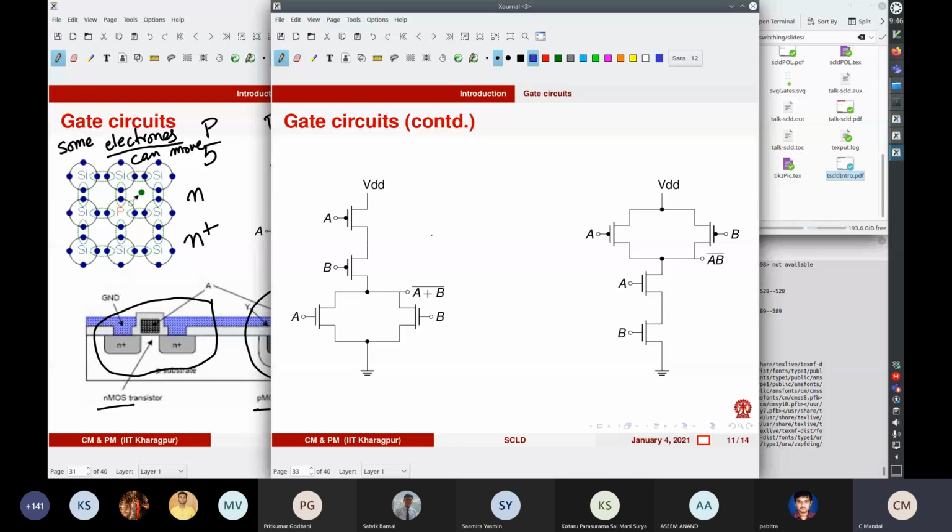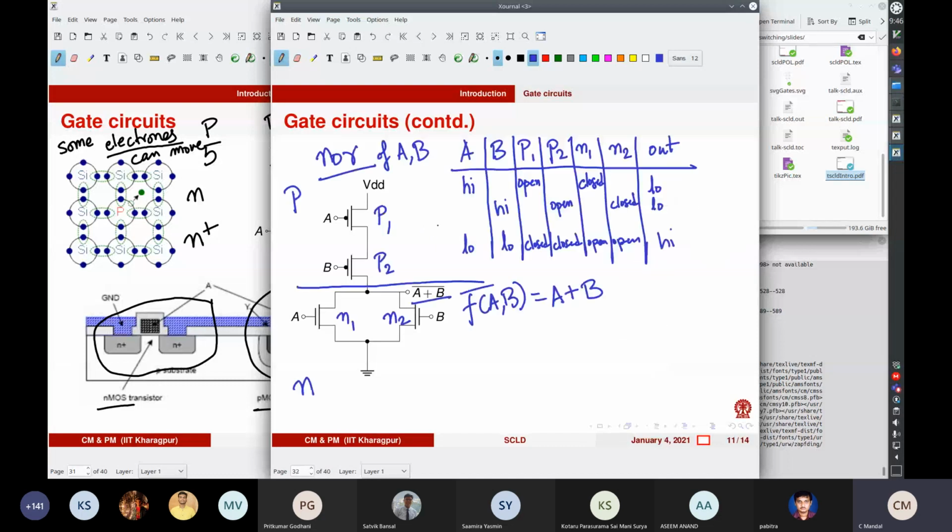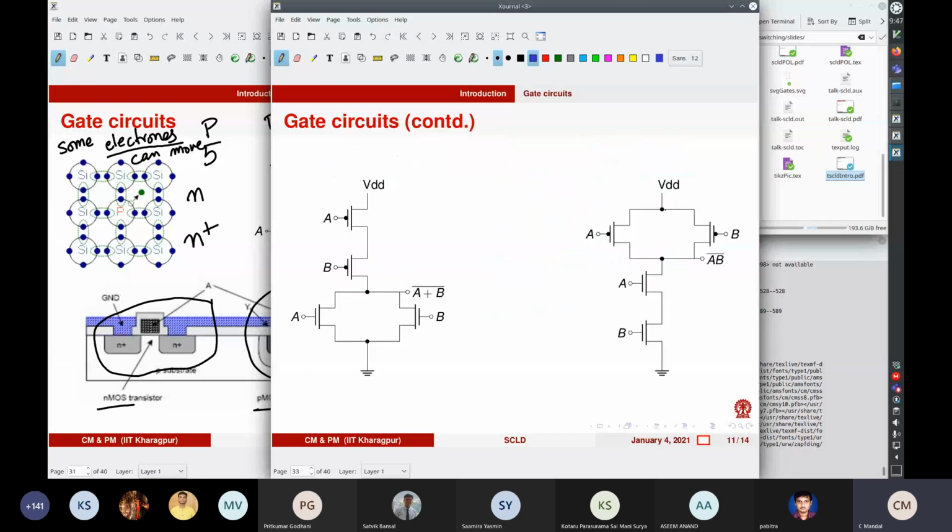So let me give you a little exercise. Why don't you construct a similar table for this?